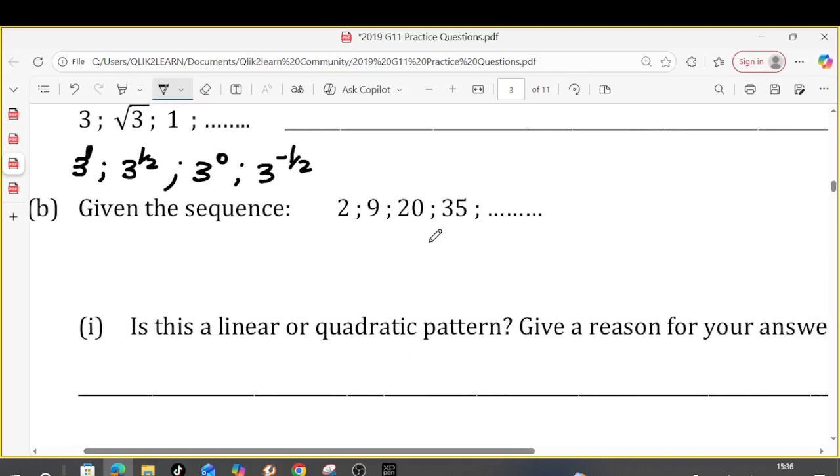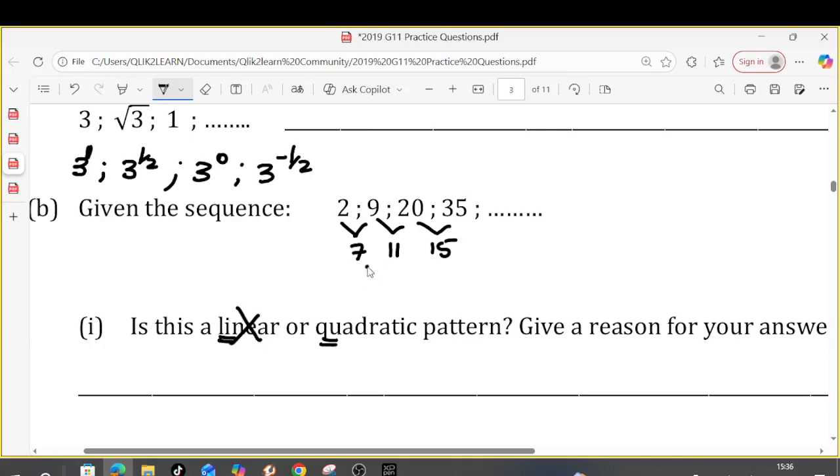We are given the sequence 2, 9, 20, 35. The question asks, is the pattern linear or quadratic? If we find the difference, 9 minus 2 gives us 7, 20 minus 9 is 11, 35 minus 20, I think that's 15. Do we have a constant common difference? No, it is not linear.